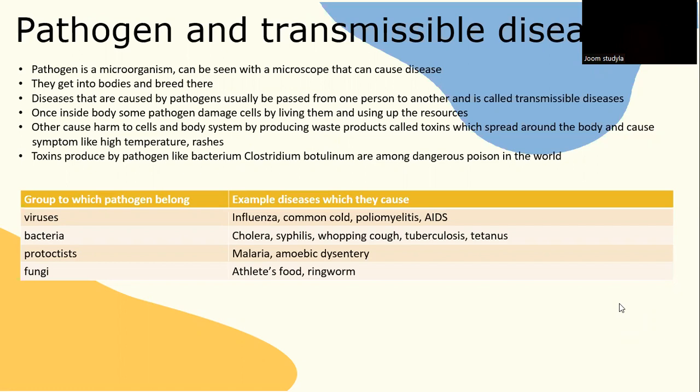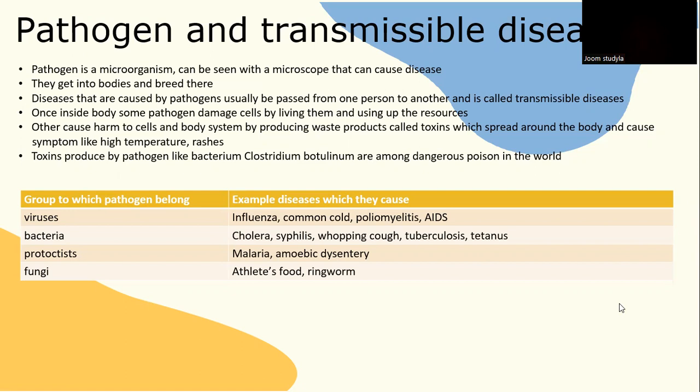Once inside the body, some pathogens damage cells by feeding on them and using up the resources. Others can cause harm to the cells and body systems by producing waste products called toxins, which spread around the body and cause symptoms like high temperature, rashes, and so on. Toxins produced by pathogens like the bacterium Clostridium botulinum are among the most dangerous poisons in the world.